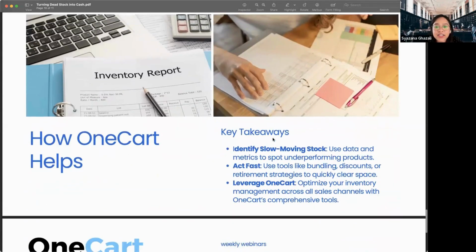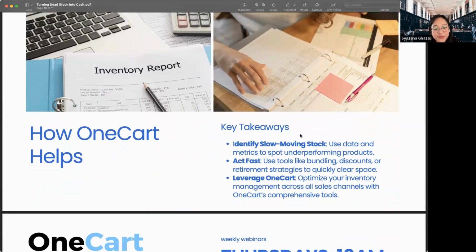Okay. So right now, the key takeaways is, again, I hope today you have already learned how to identify your slow moving stock. Use the data and the metric to spot your underperforming products, because that's the most important. The moment you have identified the SKUs, then you know what you can do about it. You can choose whether you're going to do it in OneCart or whether you're going to do it in the platforms. But of course, we would recommend you to use OneCart, right? You paid for OneCart, let OneCart do the work for you.